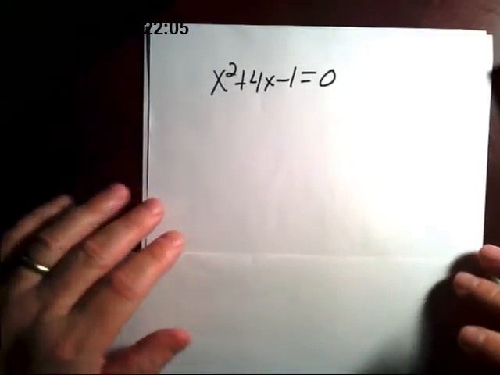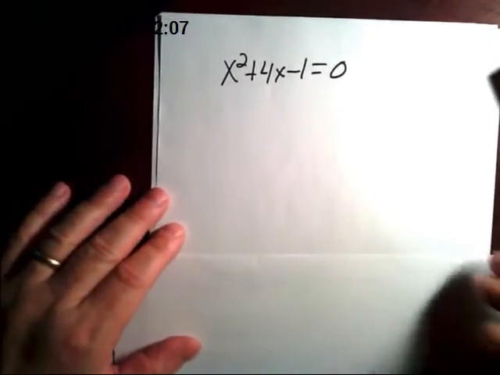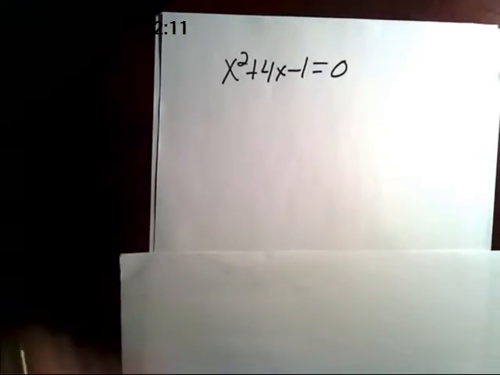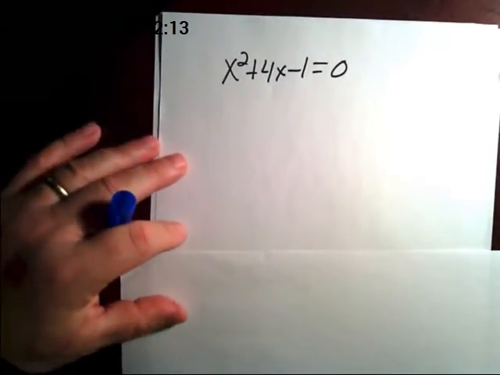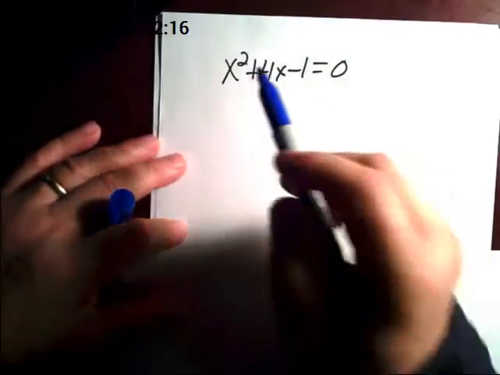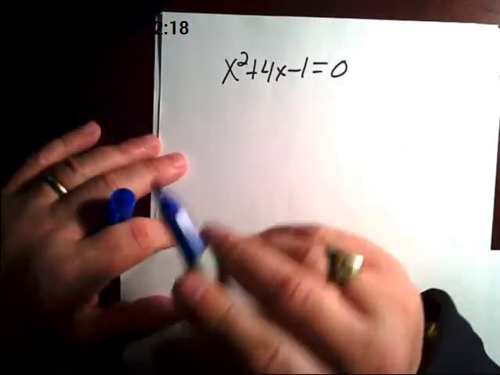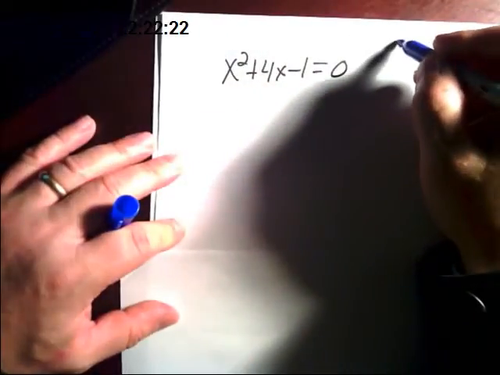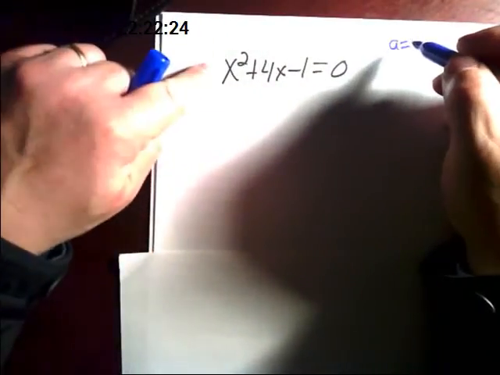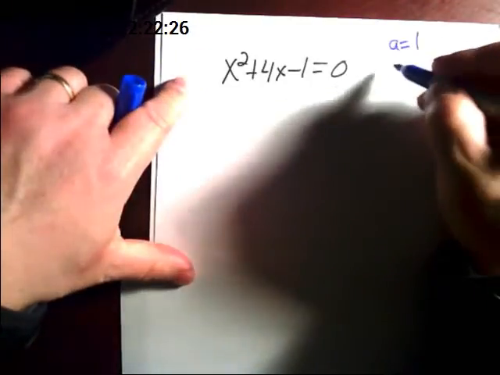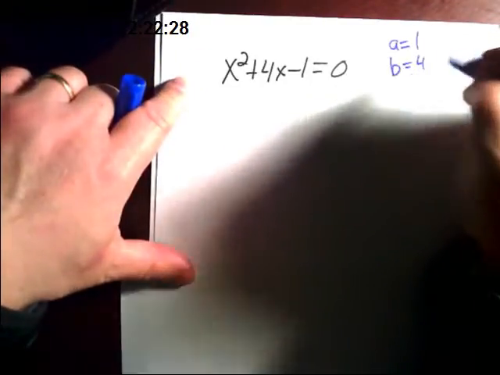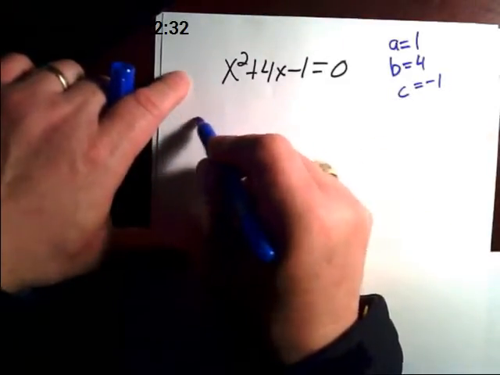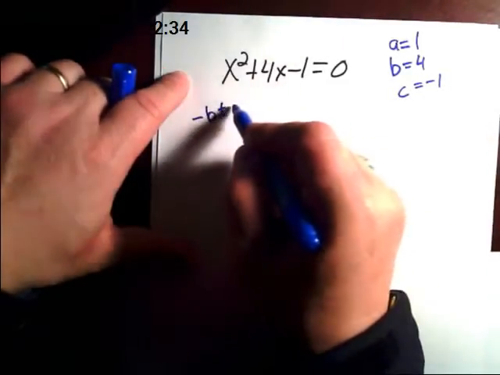So I have this equation. I would probably first try to plug it into a calculator, but since y'all don't like to use the calculator, I'm going to go through my process. Greatest common factor, is there one? There is not one. I'm going to label my things. A equals 1. B equals 4. C equals -1. I'll write the formula down. You will always be given this formula.